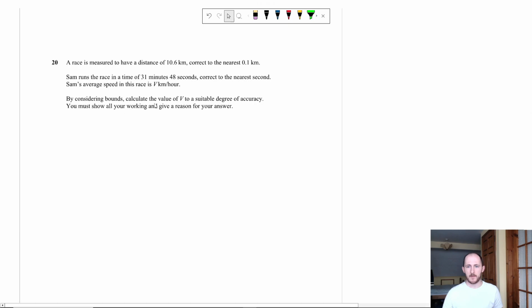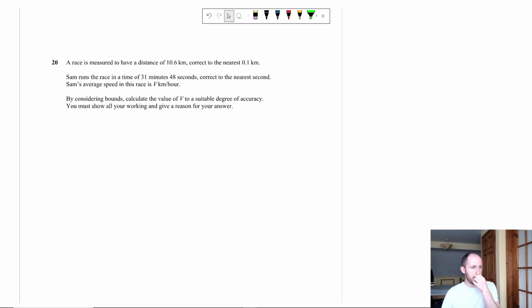Okay, so a race is measured to have a distance of 10.6 kilometers to the nearest point 1. Sam runs it in 31 minutes 48 seconds, correct to the nearest second. Average speed is v. By considering bounds, calculate the value of v to a suitable degree of accuracy. So you must show all of your working out.